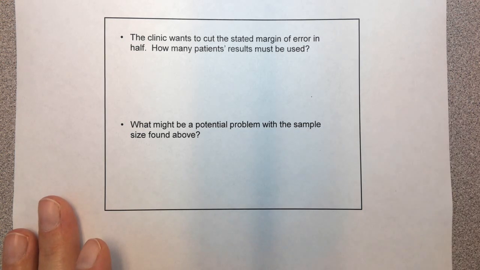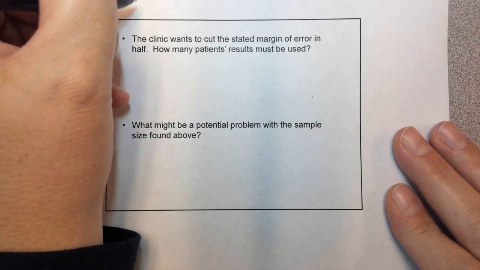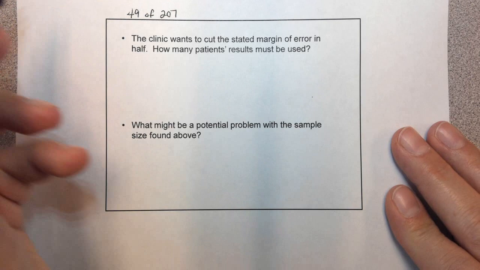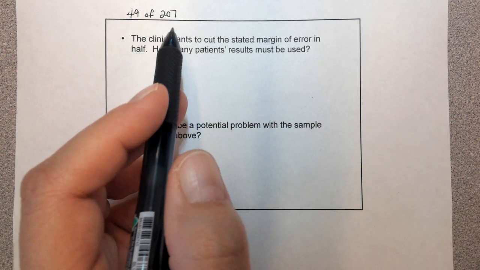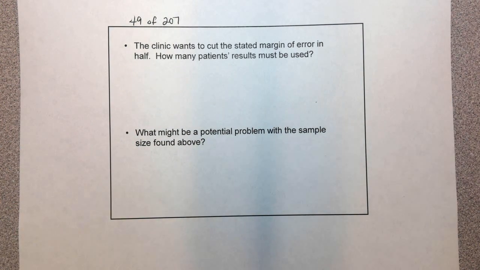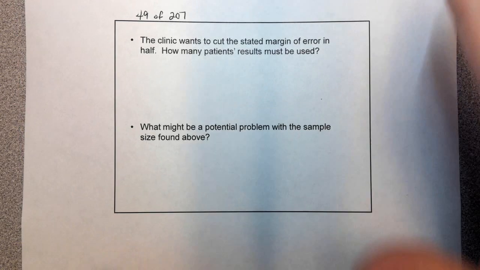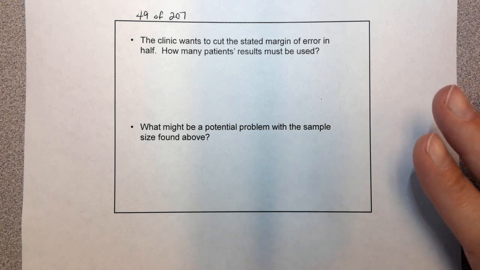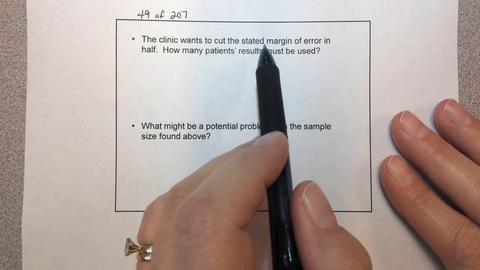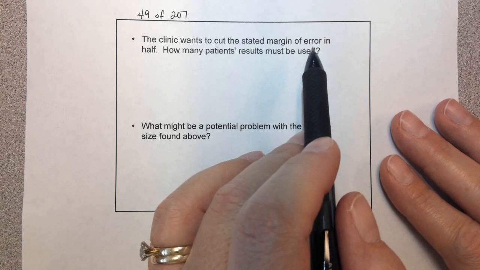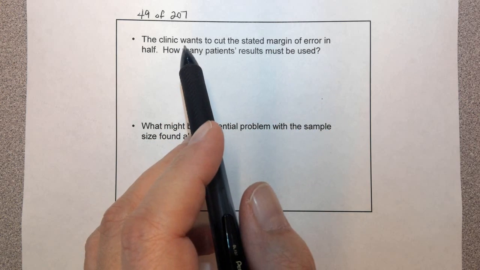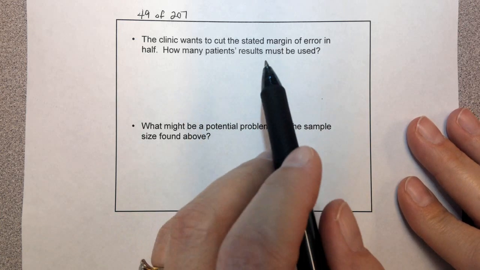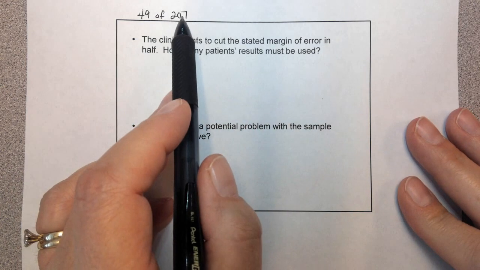Okay, picking up where we left off yesterday, we were talking about a clinic where 49 out of 207 female patients had live births after getting treated at this reproductive clinic. So the next couple of questions are a little more generic questions about that circumstance. The first one of which is how we can make our margin of error larger or smaller. So we want to know if the clinic wants to cut the stated margin of error in half, how many patients must we use? So we need a different sample size.